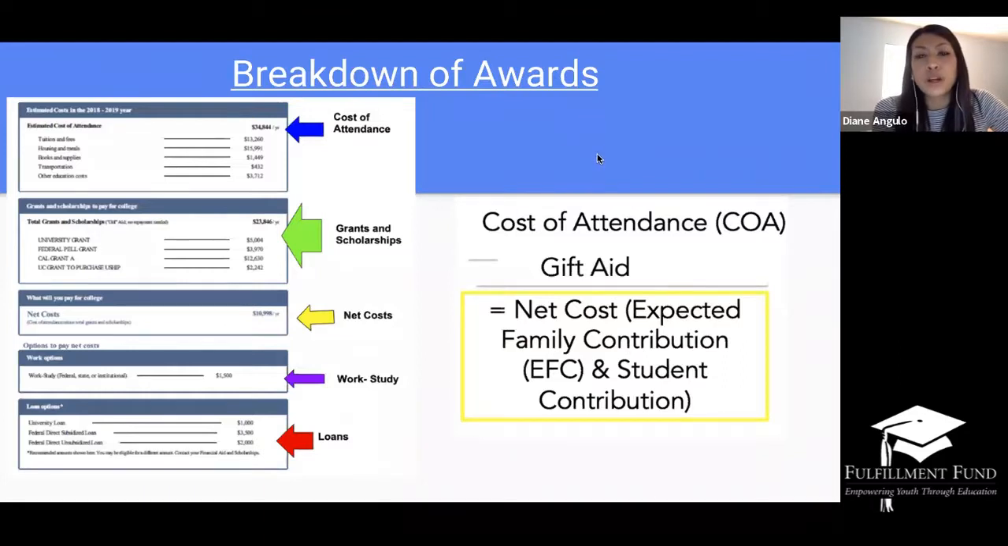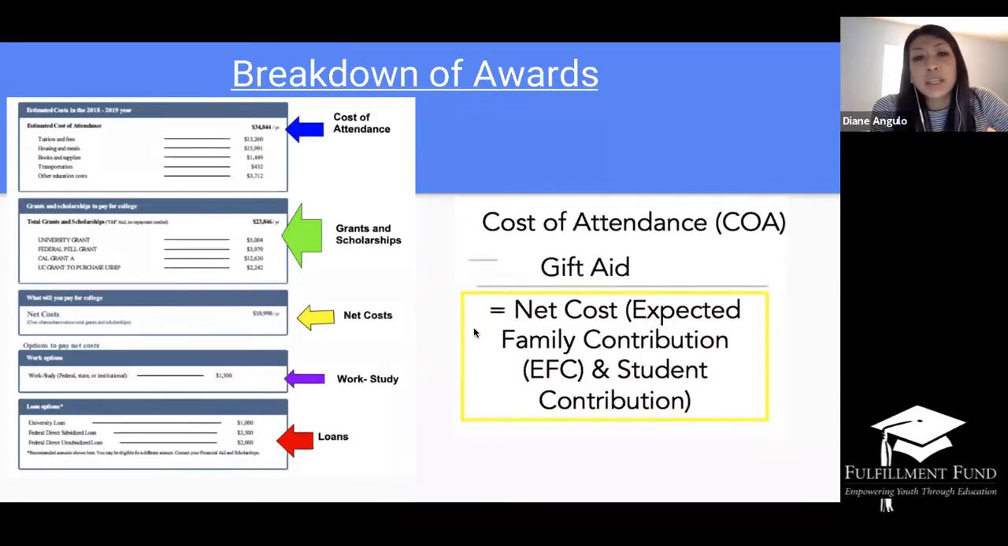So in order for colleges to figure out what they will be providing you in financial aid, they take the cost of attendance of the school, subtract your gift aid, and then that leaves the net cost, which is the expected family contribution. In this case, this student with the net cost, so what will you pay for college, has about $10,998.